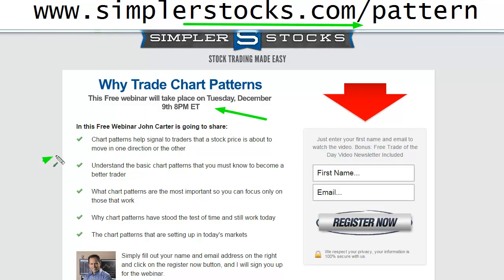So I'm going to be going through how chart patterns overall help signal to traders that a stock price is about to move in one direction or the other. Understand the basic chart patterns that you must know to become a better trader. What chart patterns are the most important, so you can focus only on those that work. Why chart patterns have stood the test of time and still work today.